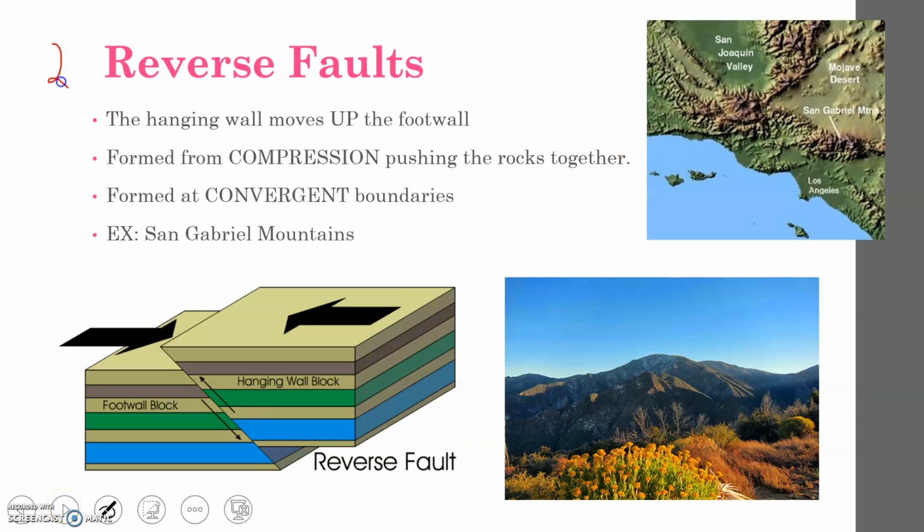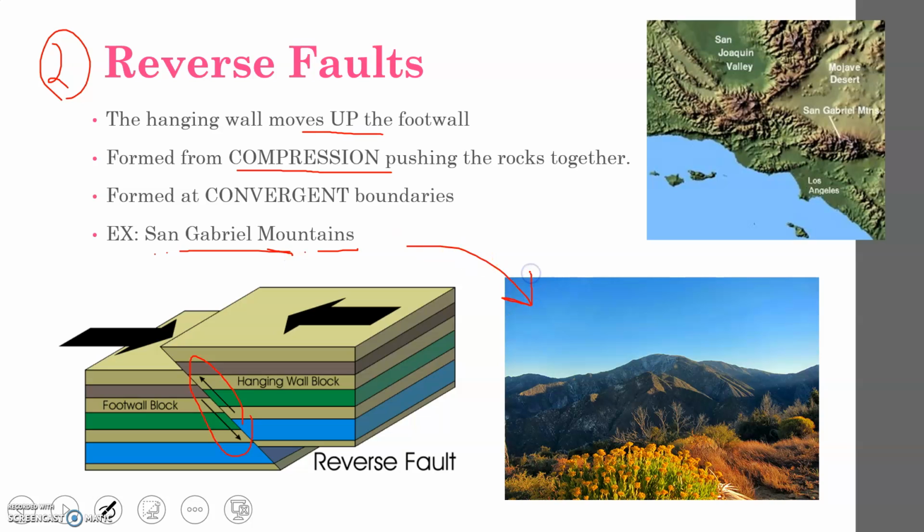The second type of fault is a reverse fault. This is where the hanging wall is going to move up the footwall. So it's going to slide up and over because of compression. It's being pushed together, okay? This is why we have a lot of really pretty tall mountains. The San Gabriel Mountains are an example.